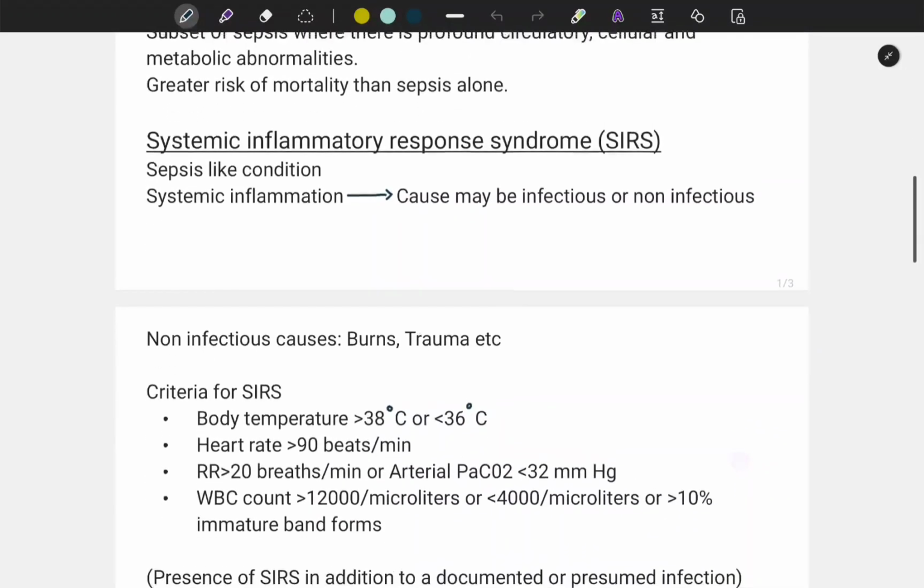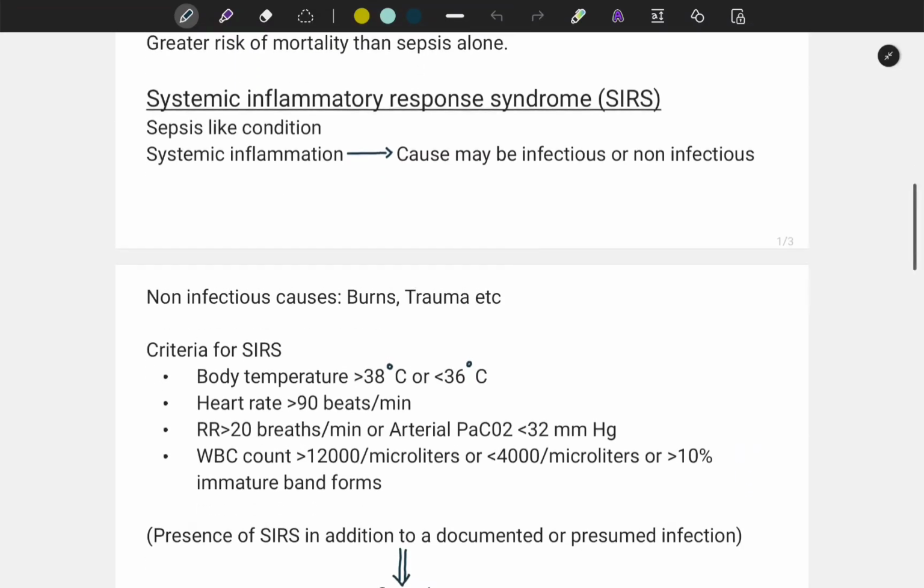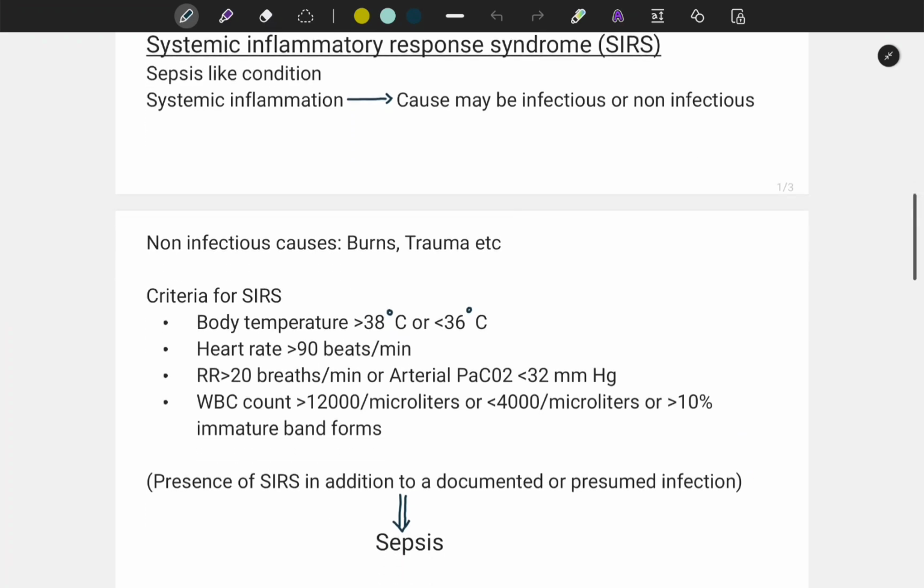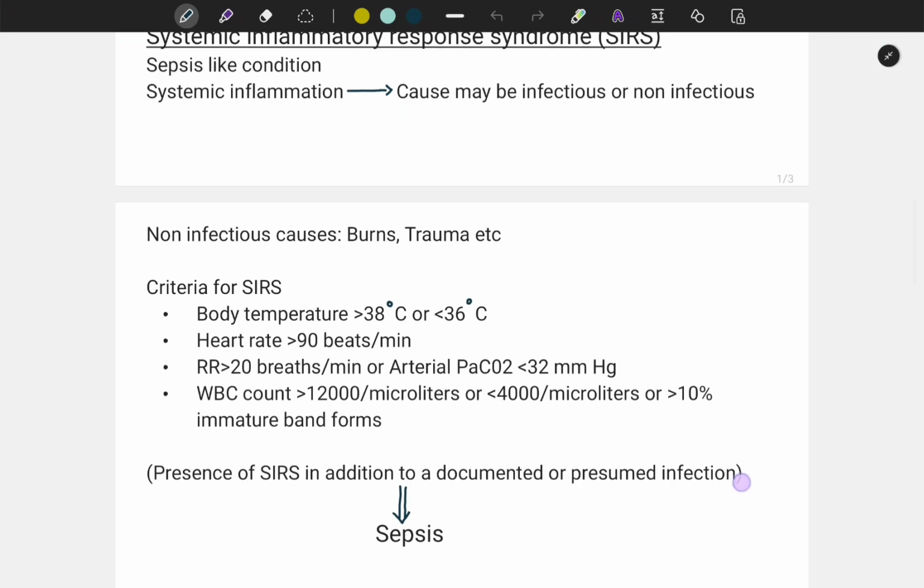There are criteria that needs to be fulfilled for SIRS, and the criteria is body temperature more than 38 degrees centigrade or less than 36 degrees centigrade, heart rate more than 90 beats per minute, respiratory rate more than 20 breaths per minute, or arterial partial pressure of carbon dioxide less than 32 mm of Hg. WBC count more than 12,000 per microliters or less than 4,000 per microliters, or more than 10% immature band forms.